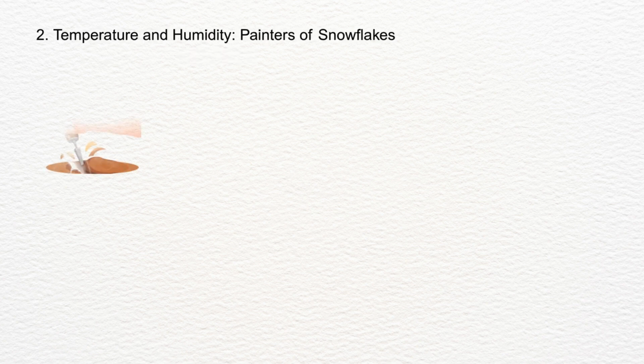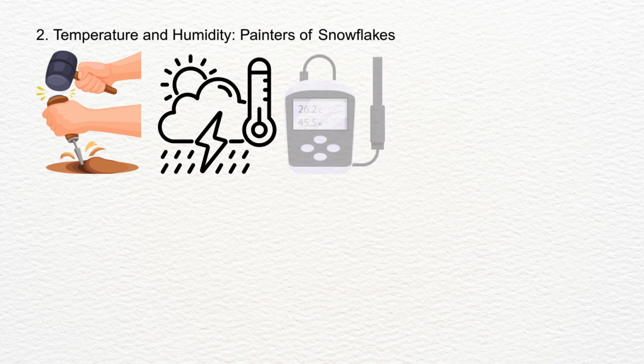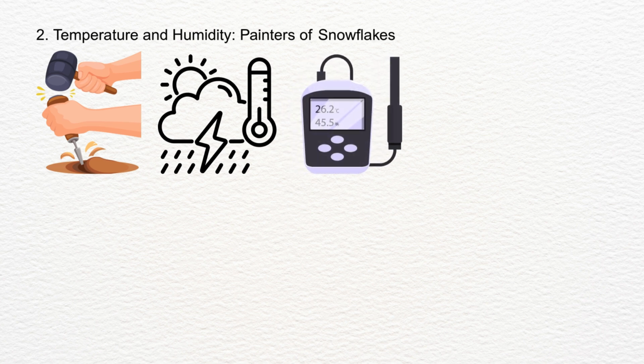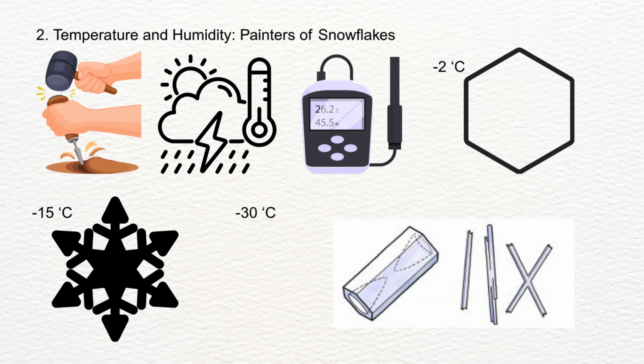2. Temperature and humidity, painters of snowflakes. Snowflakes are shaped like works of art, depending on the environmental conditions. Two main factors come into play: temperature and humidity. Temperature: in mild conditions, such as -2 degrees Celsius, snowflakes form simple hexagonal plates or flat stars. In colder conditions, such as -15 degrees Celsius, complex, branched structures, dendrites, emerge because cold air allows molecules to crystallize more slowly and regularly. At -30 degrees Celsius, we see simpler structures like needles or columns.